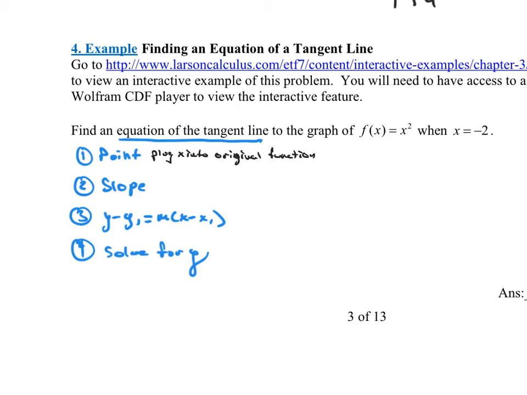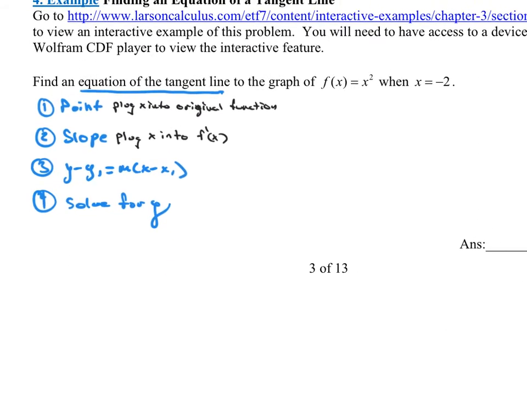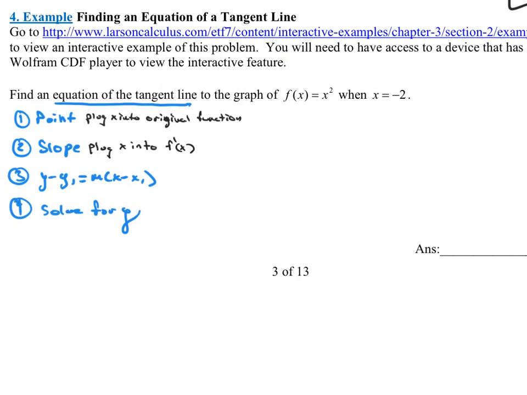To find the slope, you plug x into the derivative. The slope at the point is the derivative at that point. Okay? And then you just plug it into that formula, y minus y1 equals m times x minus x1, and solve for y. So let's go ahead and find the point. Let's do the first step of finding the point.